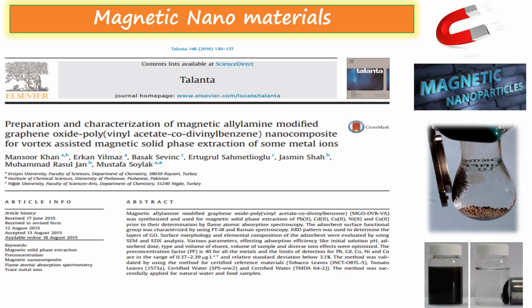And we also applied this procedure to our new adsorbent, which is a hybrid material with the combination of magnetic alaninamine modified graphene oxide, polyvinyl acetate, co-vinyl dibenzene composites, in a new procedure called vortex assisted magnetic solid phase extraction of some metal ions from environmental samples. Our analytes were lead, copper, cadmium, nickel, and cobalt.